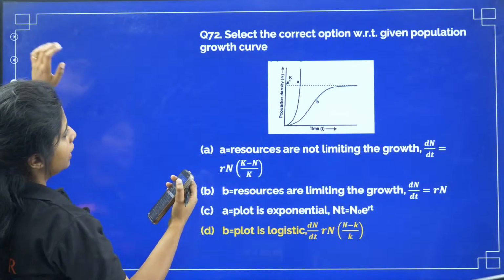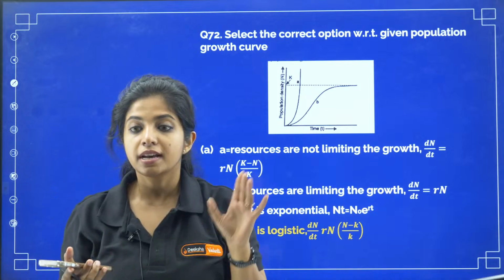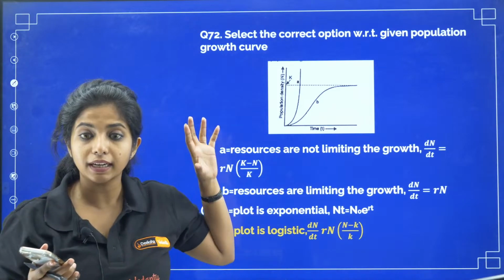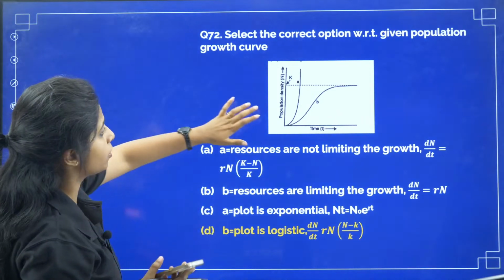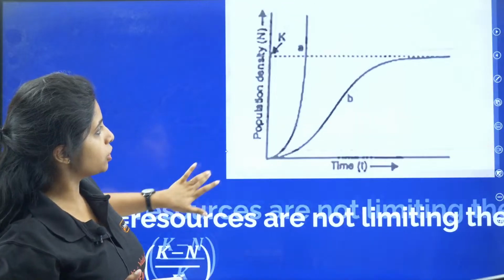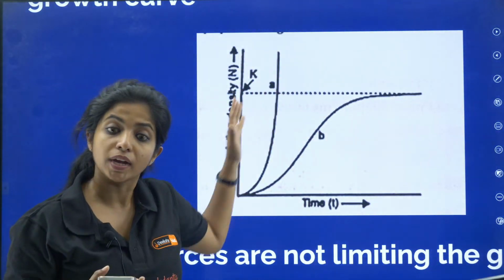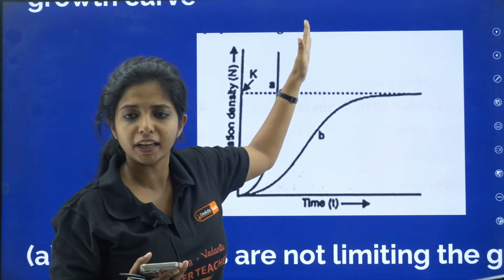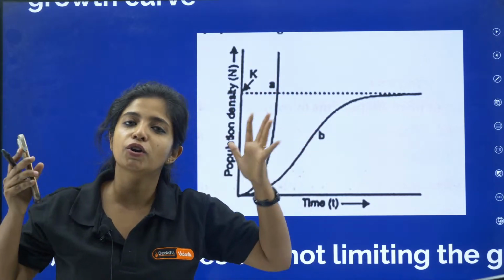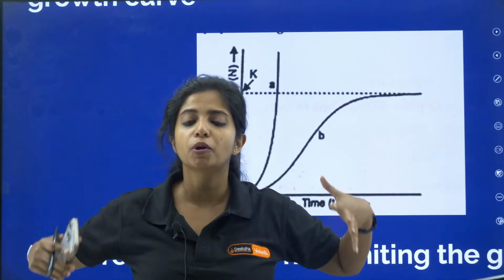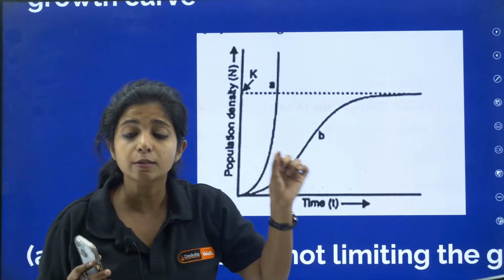Okay. Next question. Very important question. Select the correct option. With this, you get the answer to a lot of questions coming from this graph. Listen to me. This is population density, this is time. You have a graph like this. What does this show? Exponential growth. It is just growing at a constant rate, my dear children. It is assuming the factors are not limiting. There is enough food, enough water, everything. This is known as exponential growth.